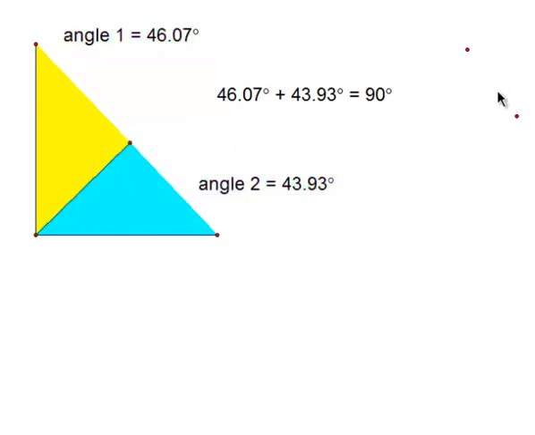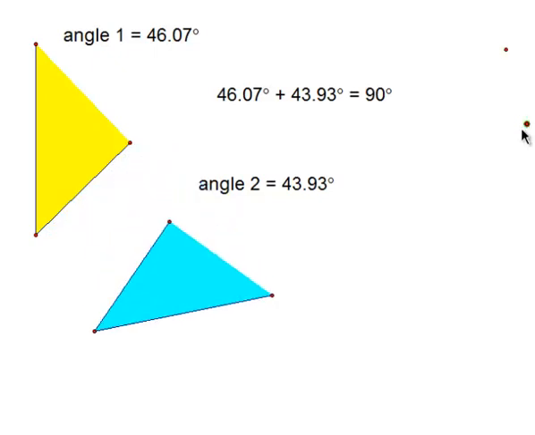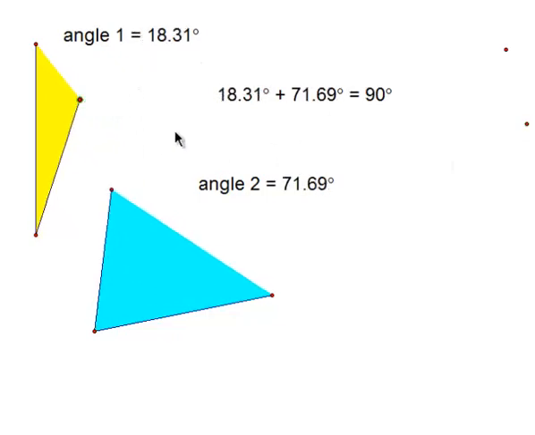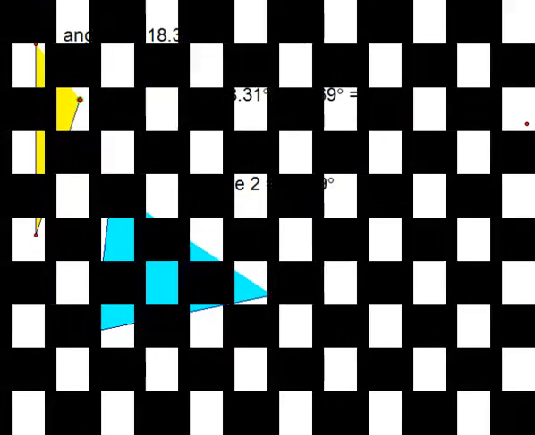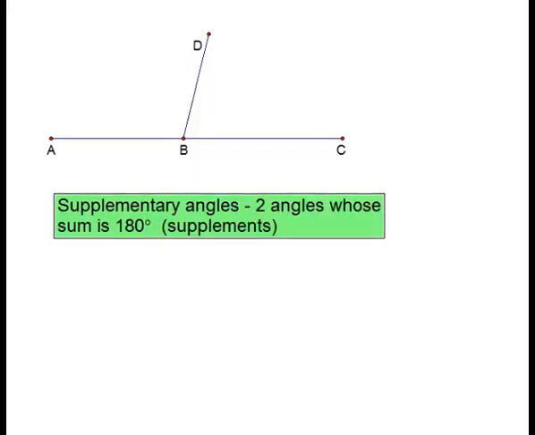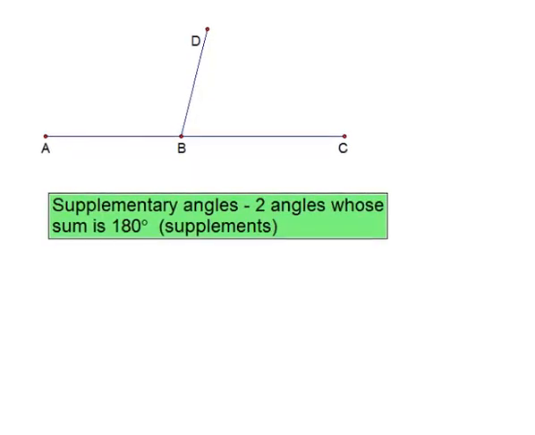But complements don't need to be adjacent. Let's go ahead and separate that out a little bit. All that has to happen with complements is that they add to equal 90. So I move those angles. The angle measure for the individual angle changes, but the sum is still 90. Next, we're going to go ahead and take a look at supplementary angles.